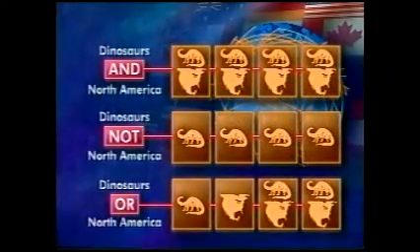Had I typed dinosaurs not North America, the Boolean search would have retrieved documents that had the word dinosaurs, but not the words North America. And typing dinosaurs or North America would have retrieved documents that had either word.